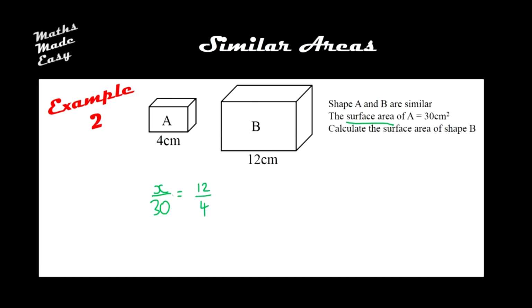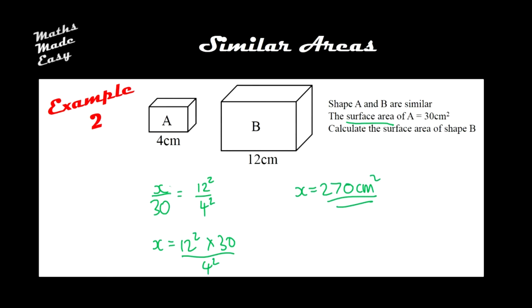This is my area scale factor, this is my length scale factor, so to make them equal I must square my length scale factor. Then I rearrange to get x equals 12 squared multiplied by 30 divided by 4 squared, and if you type this onto your calculator you will get x as 270 centimeters squared. So once again, exactly the same approach.